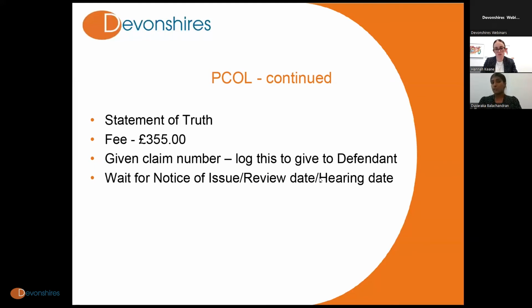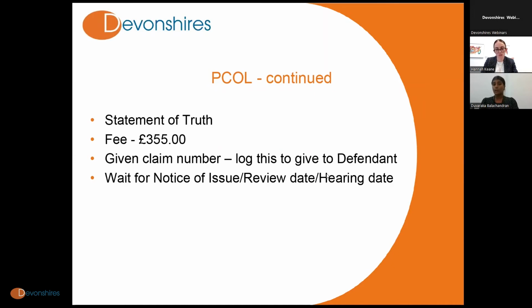Again, the last bit of the PICO application itself is the statement of truth, just declaring that what you have put on the application online is truthful. And there is also a fee of £355, and that is the current fee at the moment for any possession claims. Once you have issued the PICO application, you are automatically given a claim number, and this will be the claim number that you'll be using going forward in all court correspondence for court matters. So this is the number that you'll be using for reference.